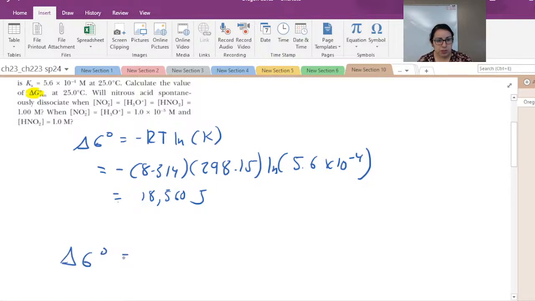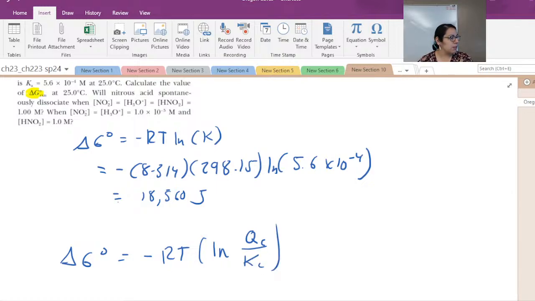So say that one more time. So you said delta G equals the gas constant times temperature times the natural log of Q over K. Excellent. So now we can use that relationship. Oh, no negative though. Sorry.